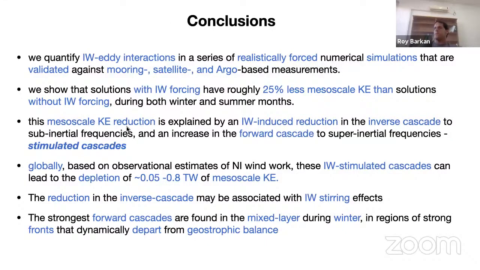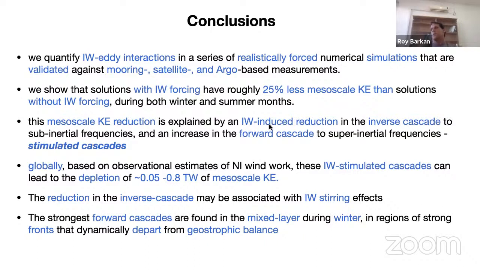The reduction in mesoscale kinetic energy is explained by the internal wave induced reduction in the inverse cascade to subinertial frequency and an increase in the forward cascade to superinertial frequency. So more of an effect on the stimulated cascades, if you like.